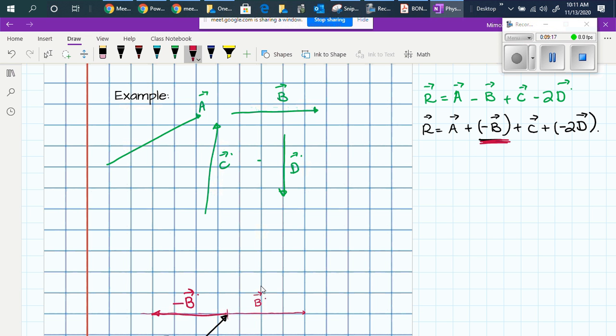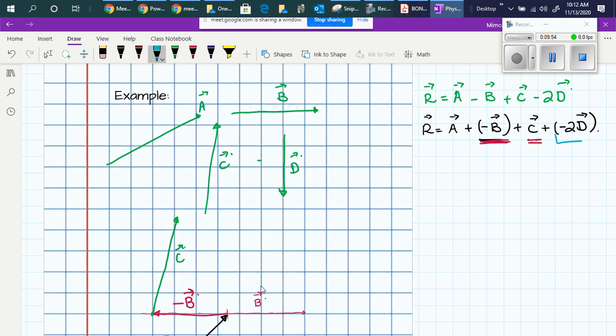Okay, and then the relationship tells us to plot vector C. So vector C as it is. We will take vector C and then at the end of vector negative B, we will plot vector C. So vector C will be, let's draw it something like this. Okay, we will bring vector C here.